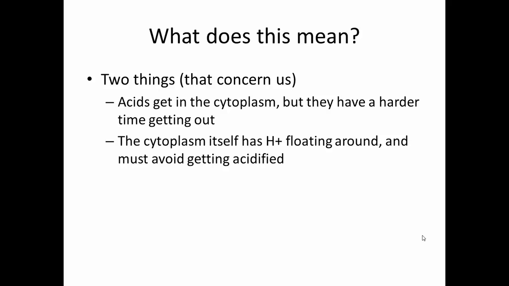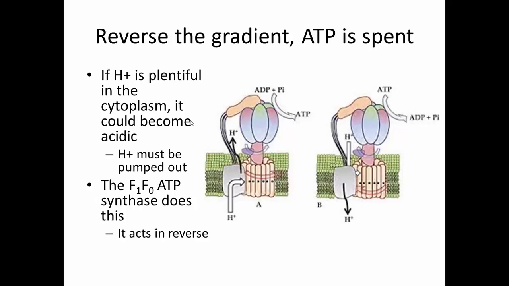So there are two things that concern us: the acid getting into the cytoplasm, but it has a harder time getting out, which is good if we want to use it as a carbon source. But the cytoplasm itself has protons floating around, and we must avoid acidification of the cytoplasm, as I just mentioned. So we can reverse the ATP gradient to pump some of those protons out, but we've got to spend ATP. That's the one downfall here. If we have a plentiful amount of protons in the cytoplasm, it could become acidic. The cell must pump them out to avoid this acidification.